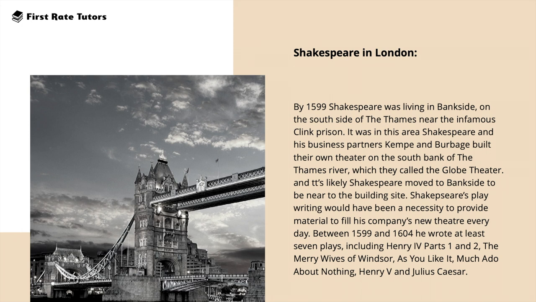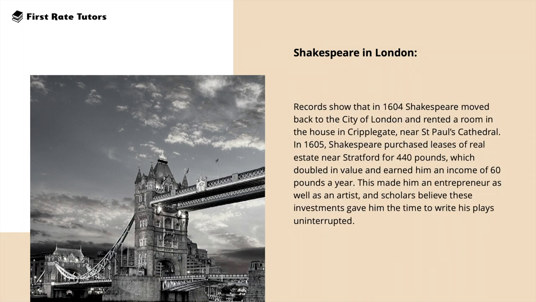And between 1599 and 1604, he was a prolific writer, and he wrote at least seven plays, including Henry IV, Parts 1 and 2, The Merry Wives of Windsor, As You Like It, Much Ado About Nothing, Henry V, and Julius Caesar. And it goes without saying that we have also done video summaries on these, so do make sure you check them out on our channel.